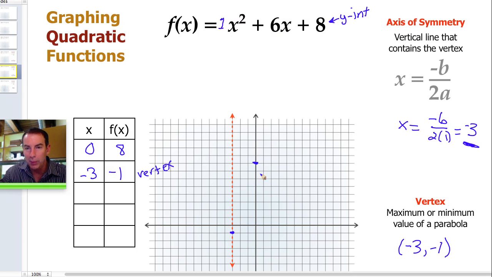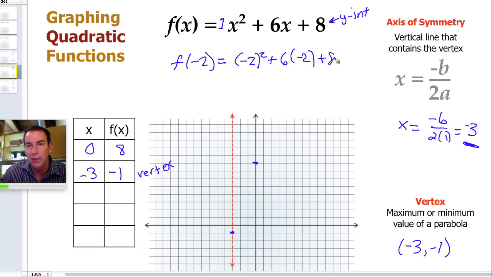I'm going to put one in between these two on this side of the axis of symmetry. So I'm going to pick this one here at x equals -2. I'm going to find f of -2 so I can see what's happening. So I have -2 squared plus 6 times -2 plus 8. -2 squared is 4. 6 times -2 is -12 plus 8. 4 plus -12 plus 8 equals 0. All right. So when x is -2, f of -2 is 0. I'm going to go ahead and plot that.